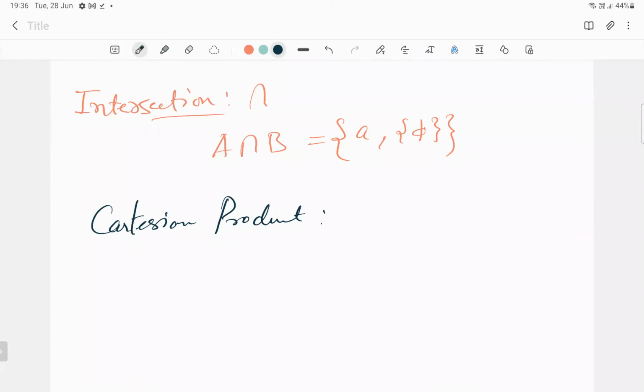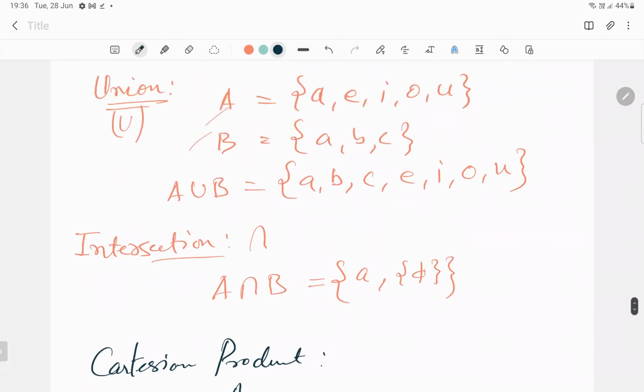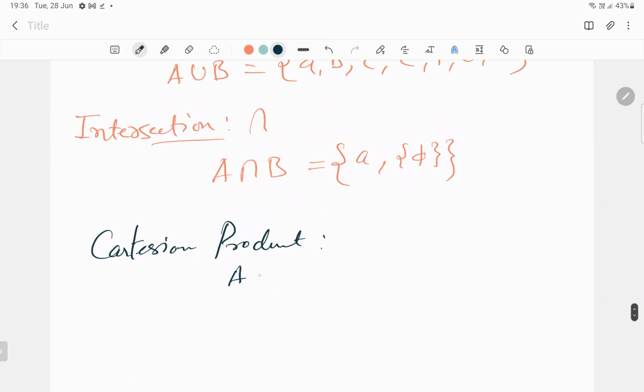Suppose you have two sets, set A and set B, like in the above problem. A has all the vowels A, E, I, O, U, and B has A and B, right? Now the Cartesian product we write like A cross B is equal to.